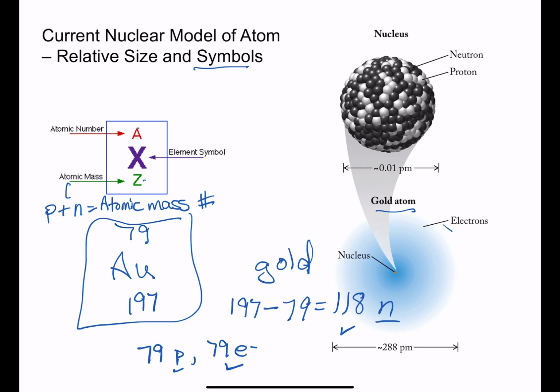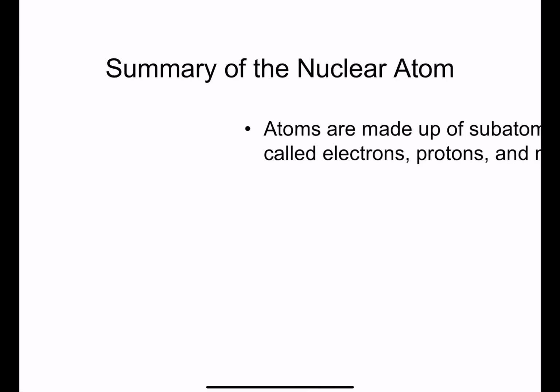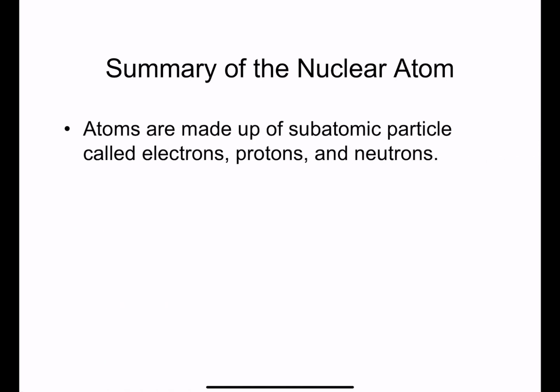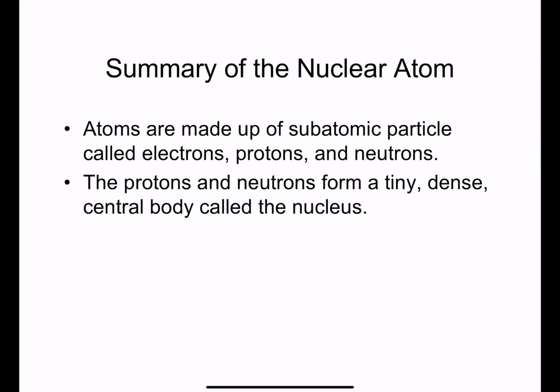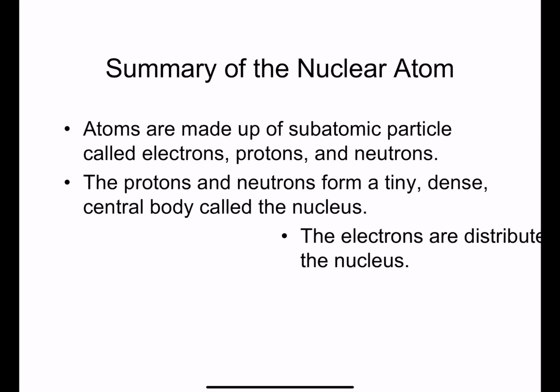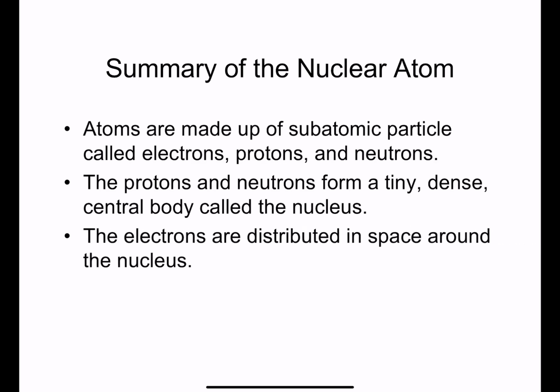We'll talk later about how the number of neutrons can vary, which slightly changes the atomic mass number and the atomic mass of elements. To summarize our nuclear atom now, we know that atoms are made up of subatomic particles called electrons, protons, and neutrons. And the number of electrons and protons tell us what atom it is, and the number of neutrons present tell us the atomic mass of that element. The protons and neutrons form a tiny, dense central body that we call a nucleus. And the electrons are distributed in space around that nucleus and take up much of the space of the atom.